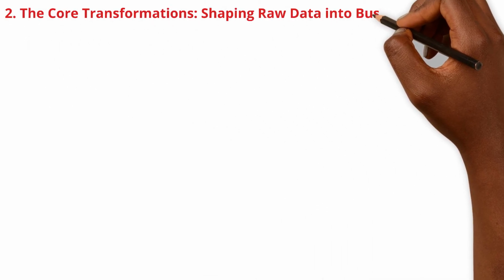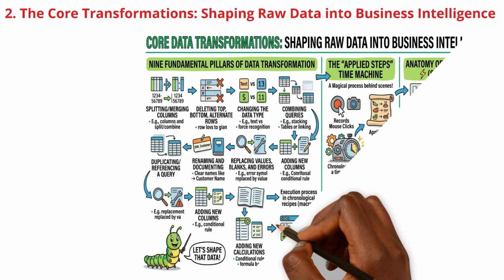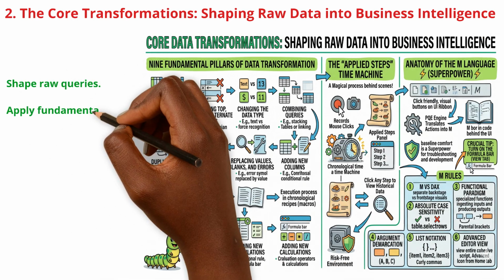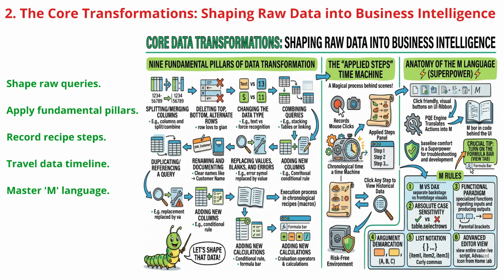Once you have your raw data queries loaded into the editor, it is time to shape them into actionable business intelligence. Our guide breaks this down into the 9 fundamental pillars of transformation, essential actions like merging columns, filtering rows, and fixing data errors. As you perform these steps, a time machine called the Applied Steps panel records every single action. This captures your recipe chronologically, creating a risk-free environment where you can view past data simply by clicking a previous step.